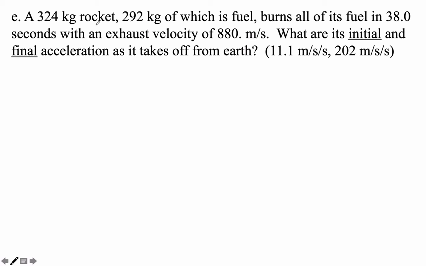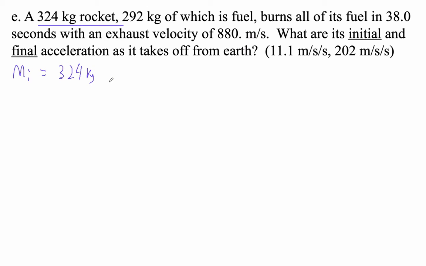A 342 kilogram rocket, 292 kilograms of which is fuel, burns all of its fuel in 38 seconds with an exhaust velocity of 880. What are the initial and final accelerations of it? Okay, so the first thing we want to do is figure out the initial mass, and that's going to be this guy, right? So 324.